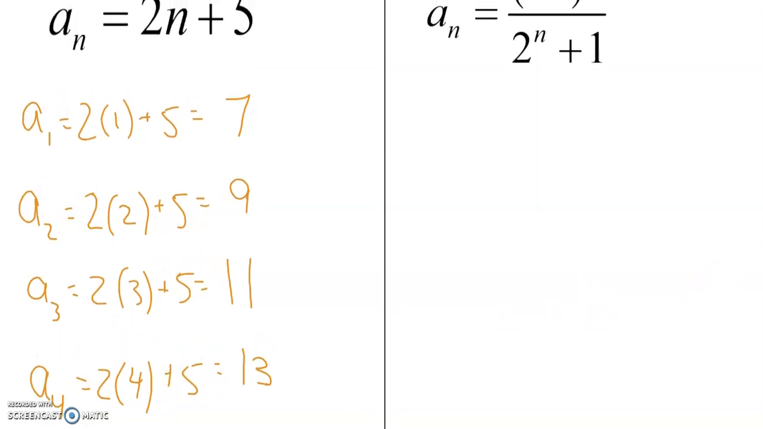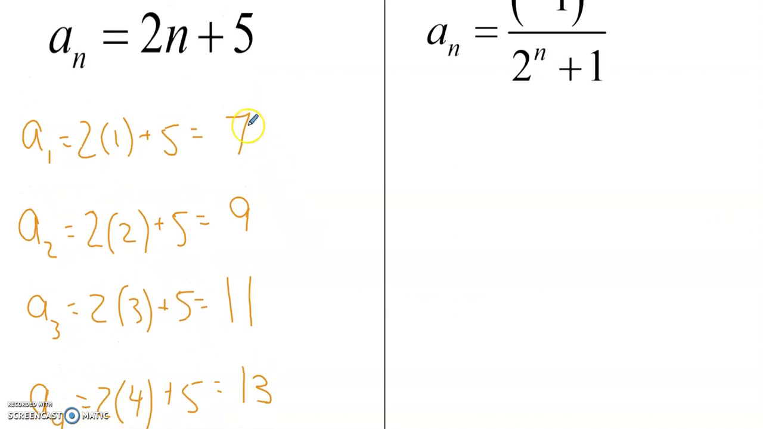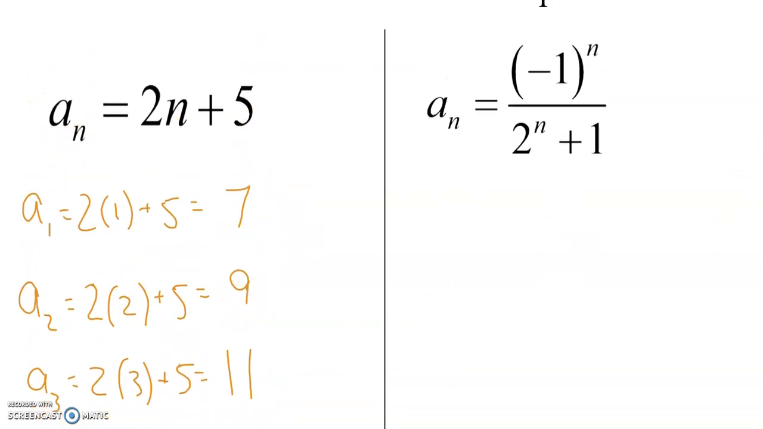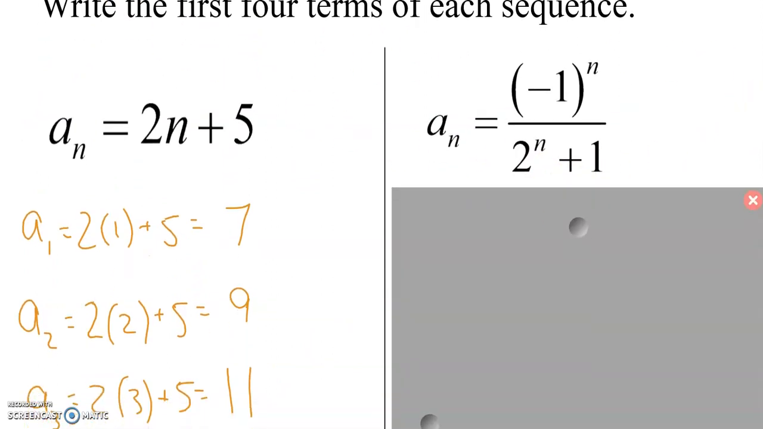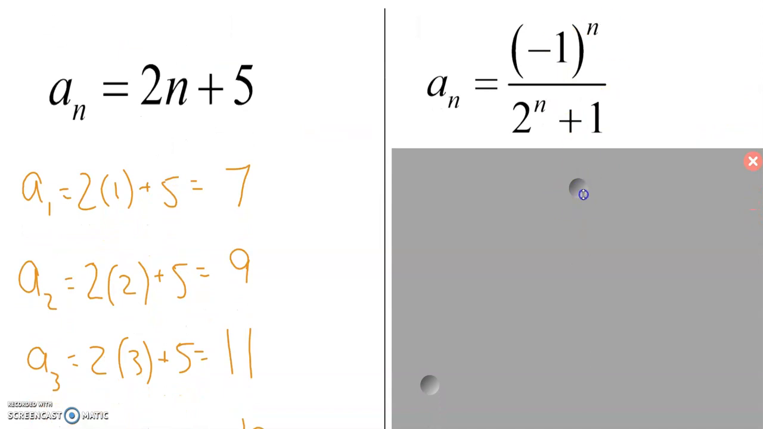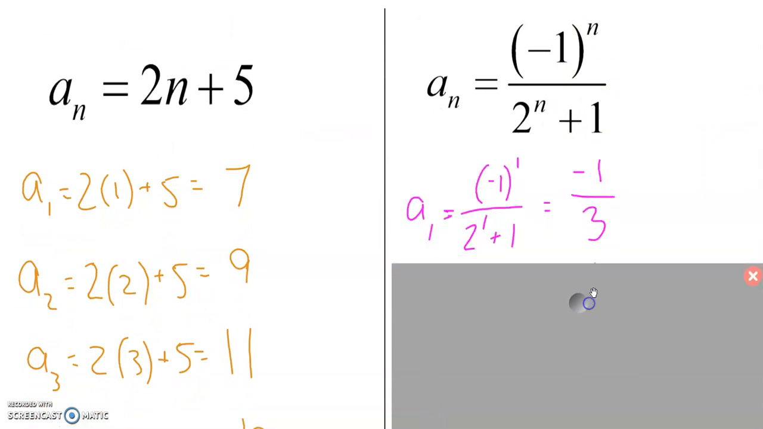So that's how you can find the first 4 terms. You just plug in the numbers 1, 2, 3, and 4, and here are the first 4 terms of the sequence defined by this formula. Second one here, you can see there's some more going on. To find the first term, I plug in a 1. I have to do -1 to the first power over 2 to the first plus 1. -1 to the first power is -1. 2 to the first plus 1 is 3. So the first term will be -1/3.